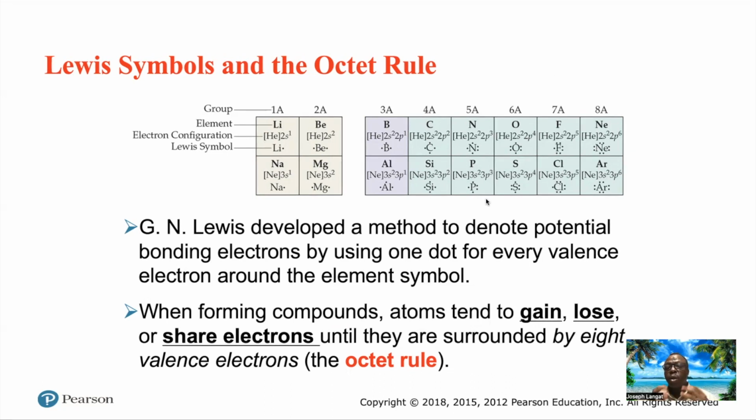And remember, the dots represent the valence electrons. For group 1, you'll see they have 1 dot. Group 2, they have 2 dots. You don't pair them up. For group 8, except helium, they will have 8 dots around them. This was proposed by Gilbert Lewis. He was an American chemist who developed a method to denote potential bonding electrons by using 1 dot for every valence electron. So remember, the dot represents valence electrons.